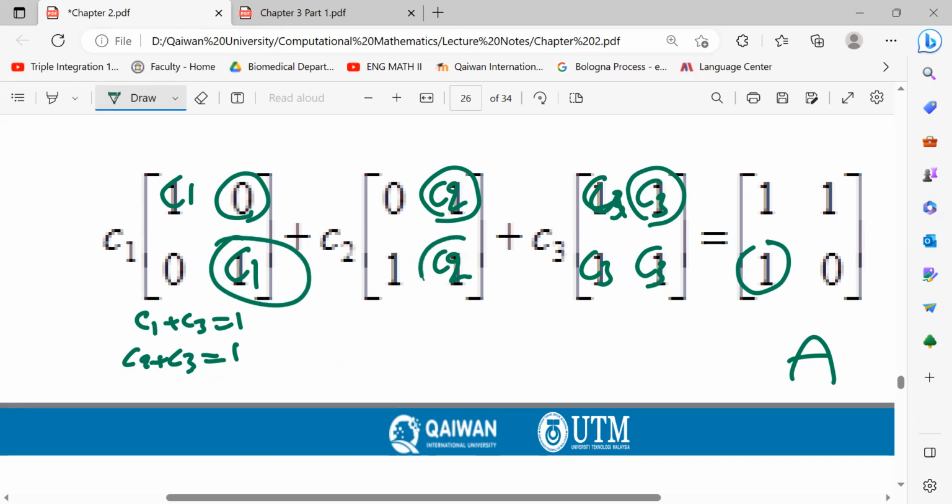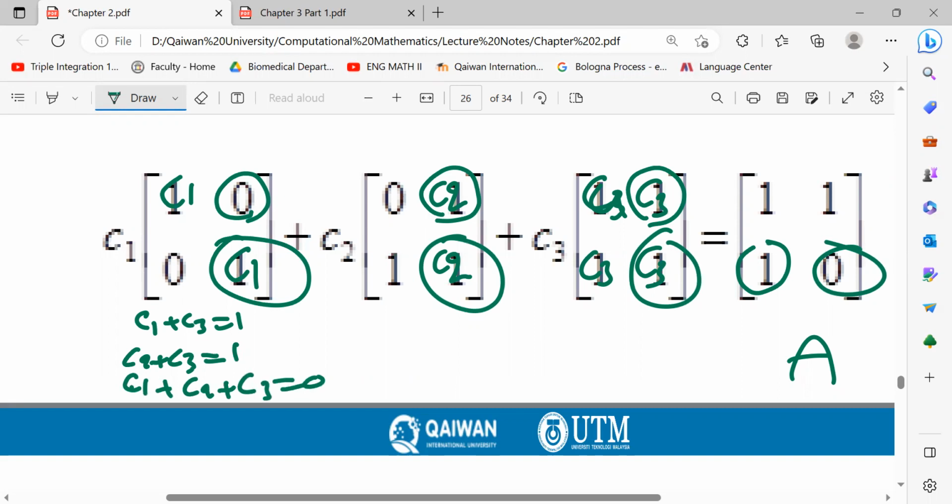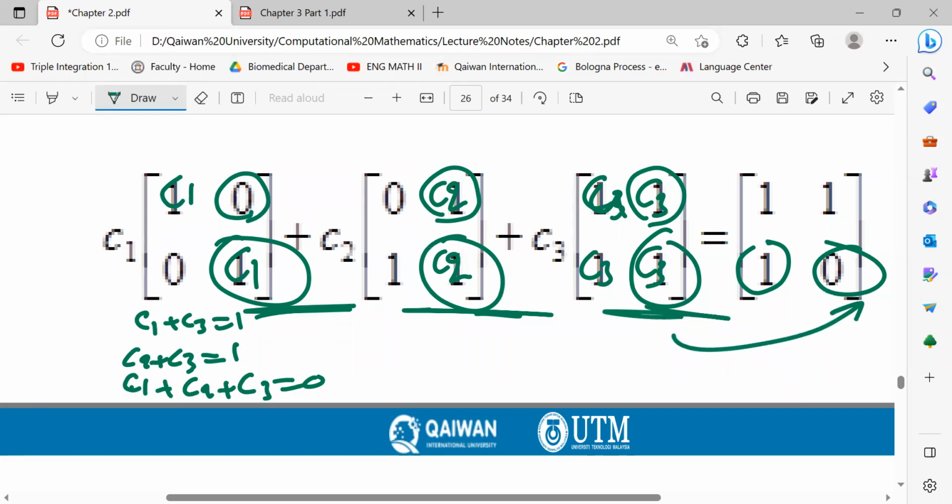Then this one plus this one plus this one is 0, which is C1 plus C2 plus C3 is 0. We have these three equations. And you are free to use any method for solving these three equations. This one we equal to this position. Look, this position, we equal to this position. And others are all 1. Okay? Clear?